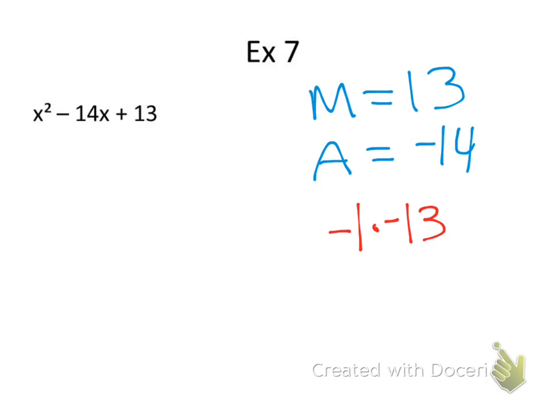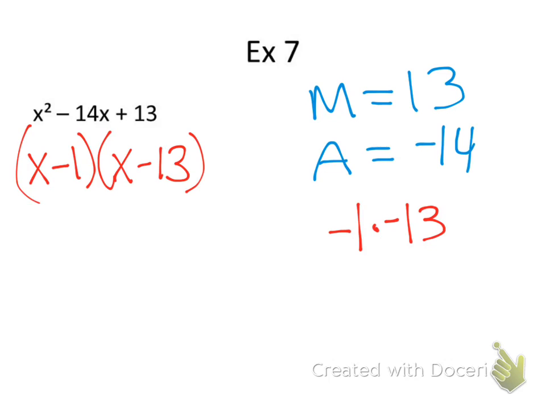We're kind of out of options. Does that add to negative 14? Yeah, so it worked out for us. So we have x minus 1, x minus 13. Remember, if you wrote it as x minus 13, x minus 1, it's the same thing. Order does not matter as long as you have the right signs with the right numbers. Raise your hands if you have any questions.